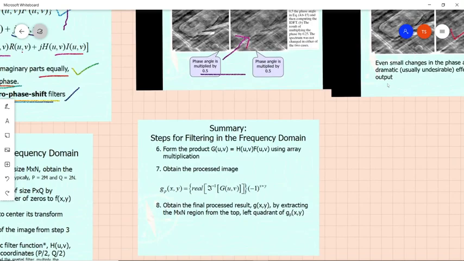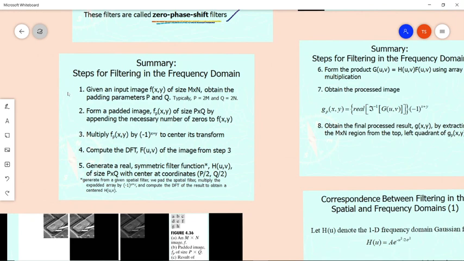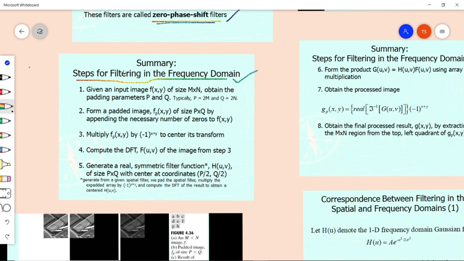Now, a summary of the steps for filtering in the frequency domain. What are the steps we have to follow in frequency domain filtering? First, the given input image is f of x comma y of size M into N. Obtain the padding parameters P and Q: P is equal to 2M, Q is equal to 2N. So the first step is to obtain the padding parameters P and Q.